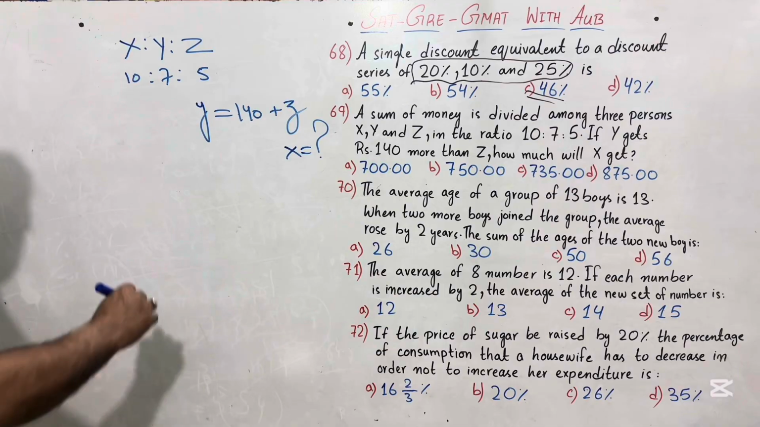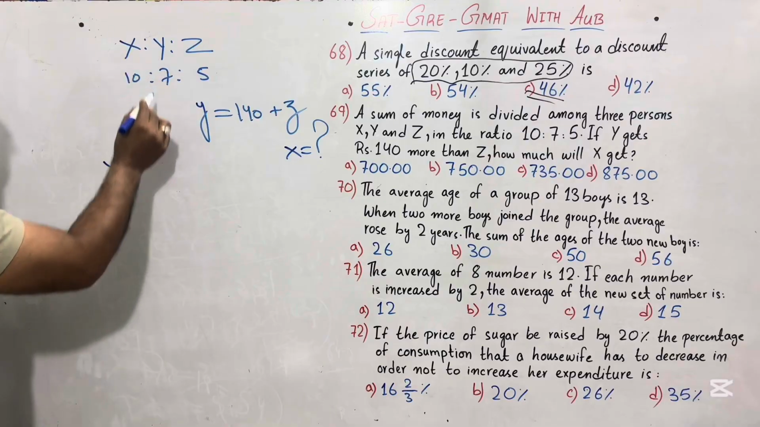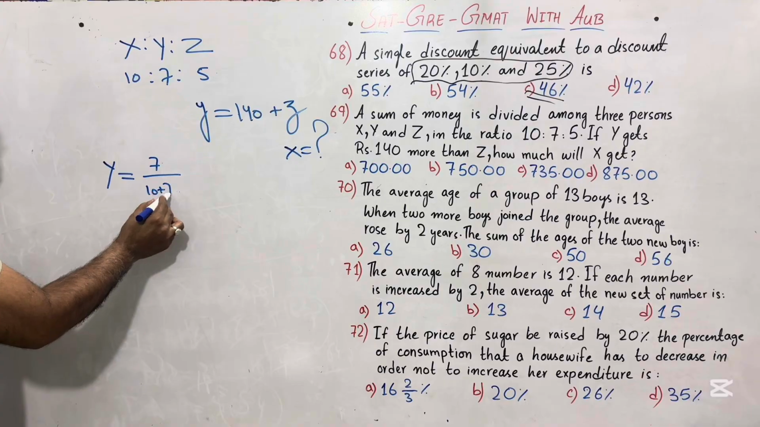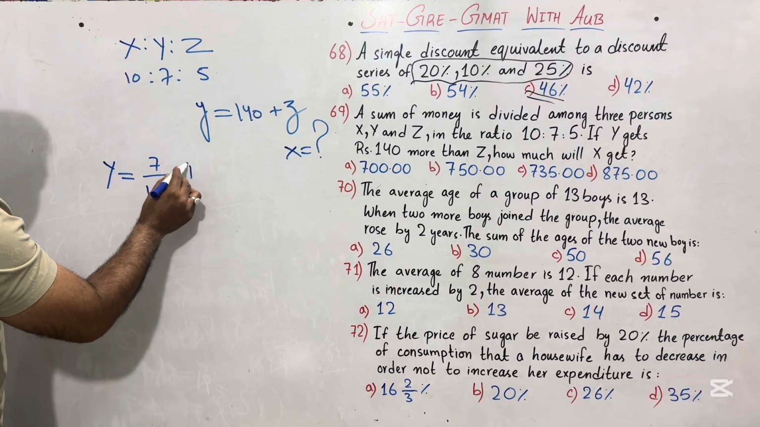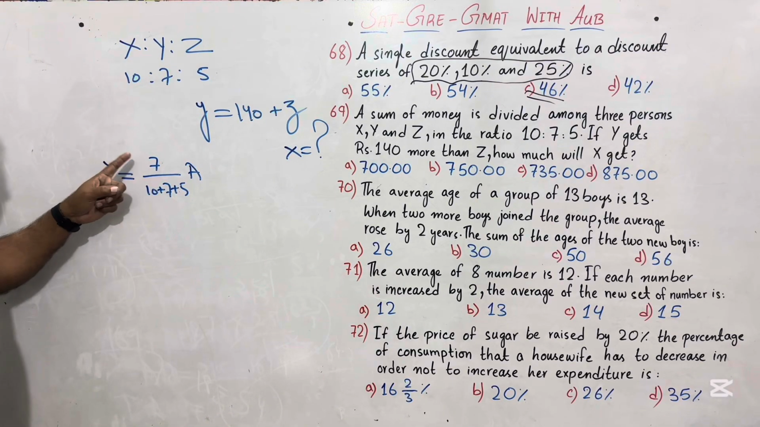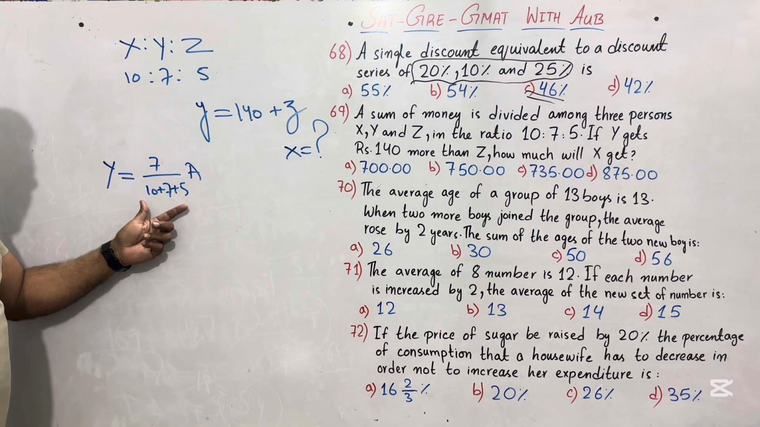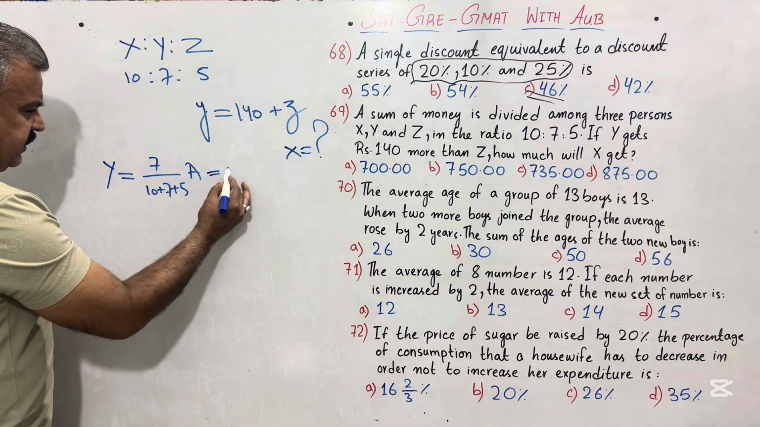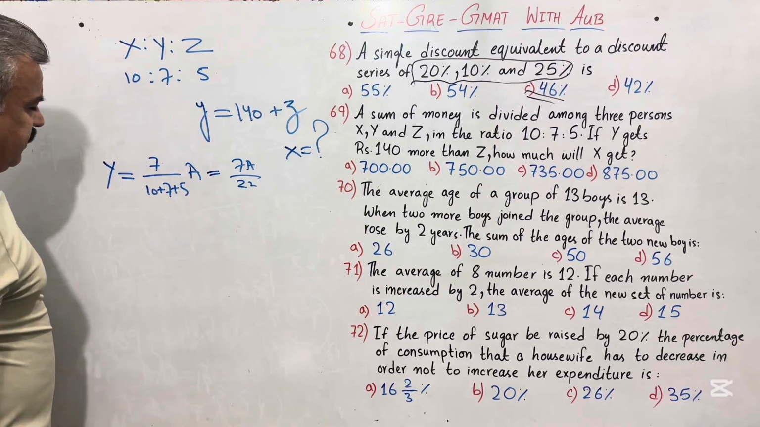It's our question, simple. The share of Y is given by the corresponding ratio of Y, that's 7, divided by the sum of the ratios, 10 plus 7 plus 5. We have no idea of the amount, so let me write A for the amount. Multiplied by the total, simplifying this, that is 7 times A over 22, since 10 plus 7 plus 5 is 22.